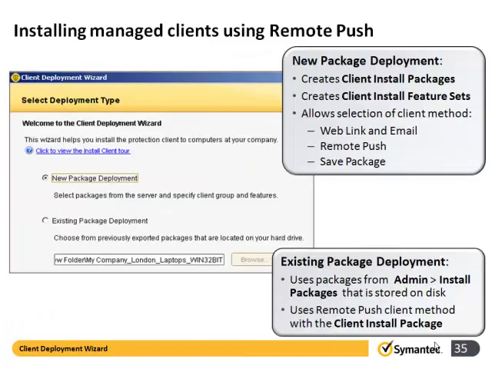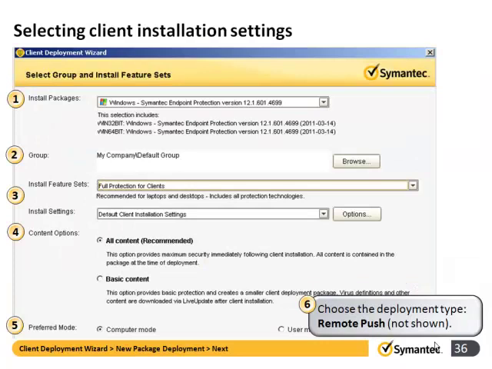So installing them using the remote push. Once you've selected that option from the client deployment wizard, you'll get the next question saying, is it a new package or is it an existing package deployment? To choose the existing package deployment, you must have previously created a package and saved it. If you choose the new package deployment, then it will go through and ask you to select the settings and features. Now we can see the client installation settings.